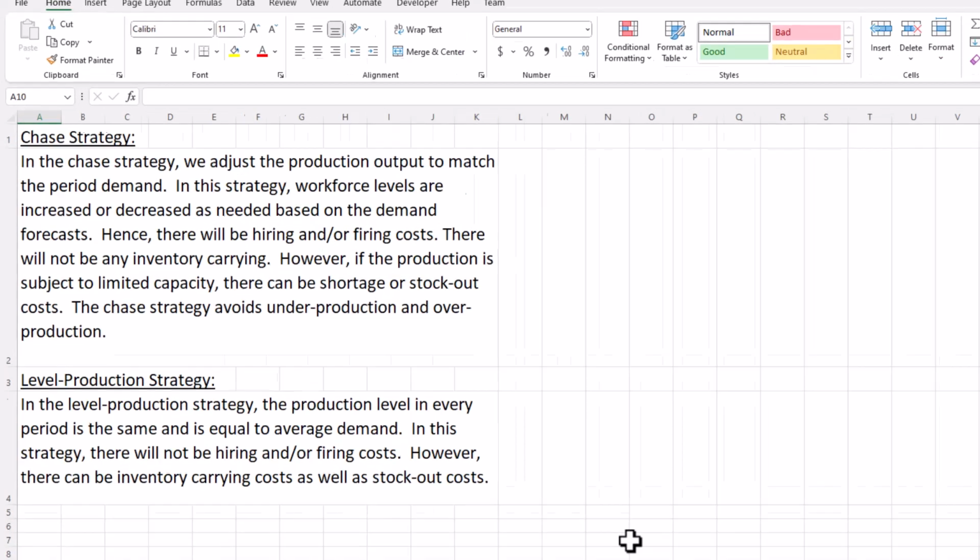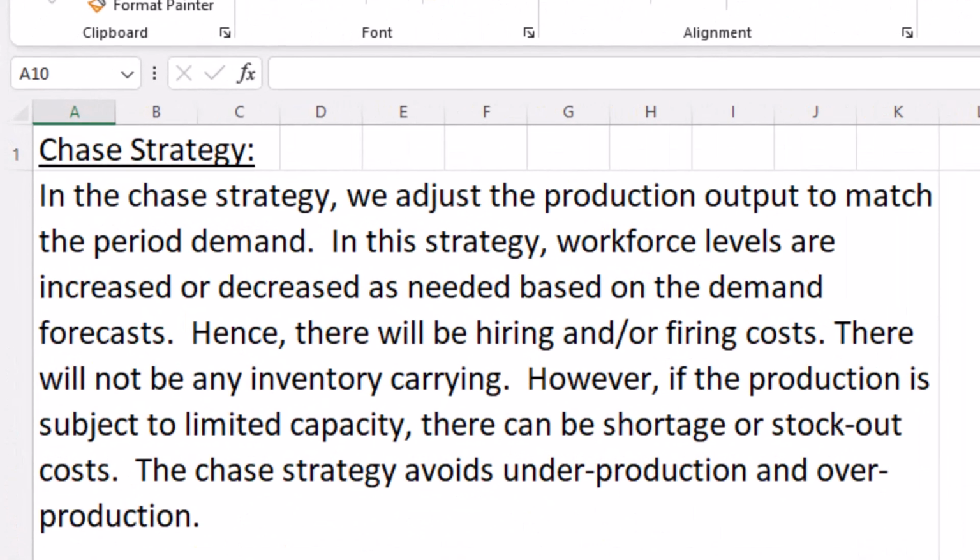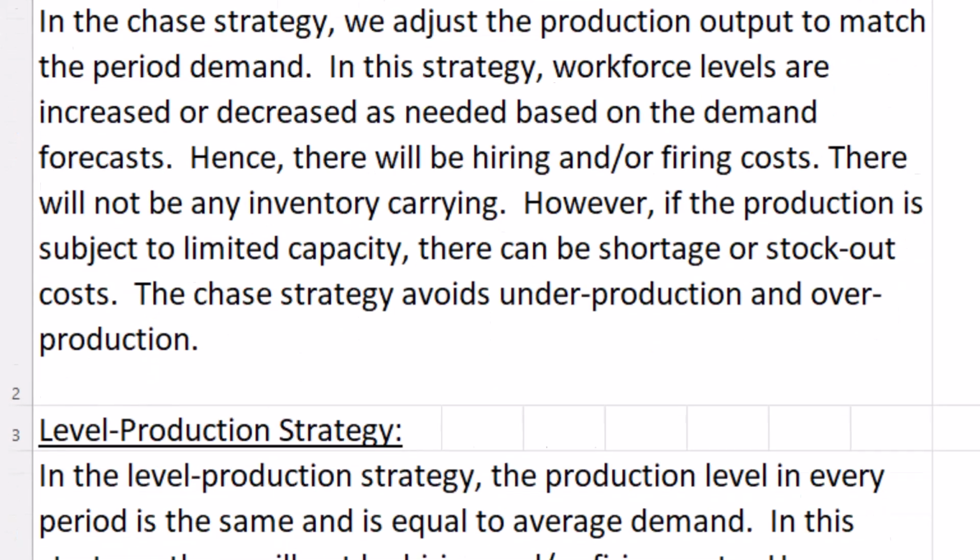First, chase strategy or demand chase strategy. In the chase strategy, we adjust the production output to match the period demand. In this strategy, workforce levels are increased or decreased as needed based on the demand forecast. Hence, there will be hiring and or firing cost. There will not be any inventory carrying cost. However, if the production is subject to limited capacity, there can be shortage or stockout cost. The chase strategy avoids underproduction and overproduction.